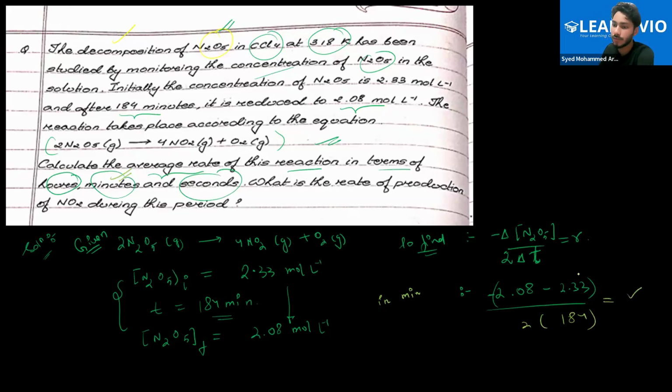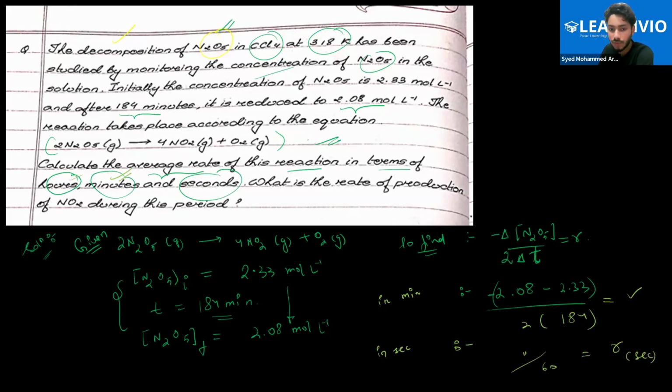Now the answer you have to calculate on your own. This is all the calculation. And for seconds, you copy the same thing, and divide by 184 multiplied by 60, so you'll get the answer in seconds. Just divide by 60.